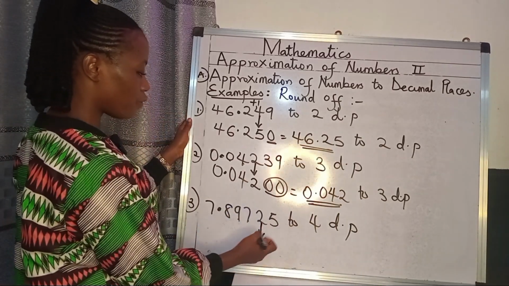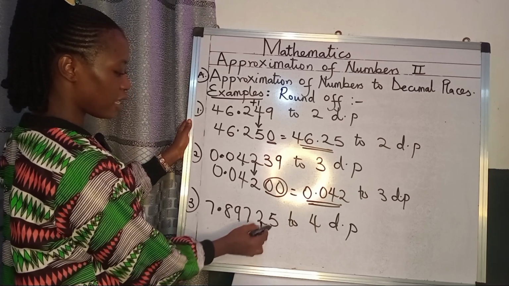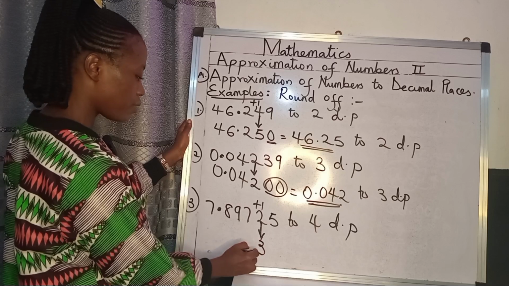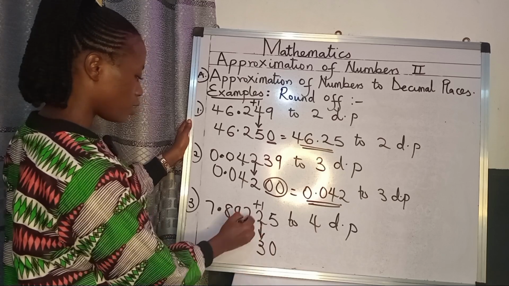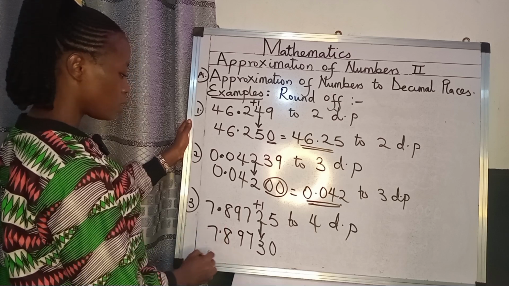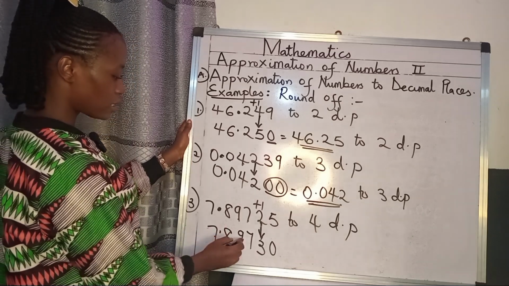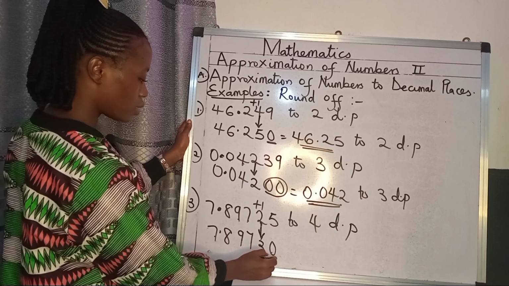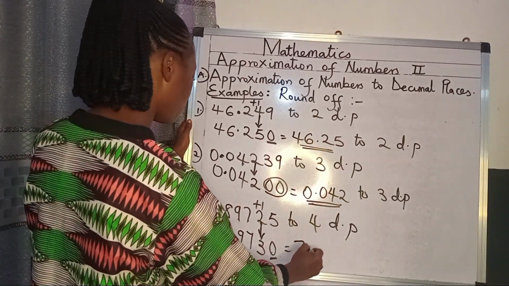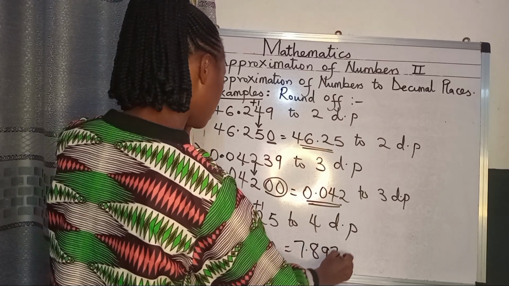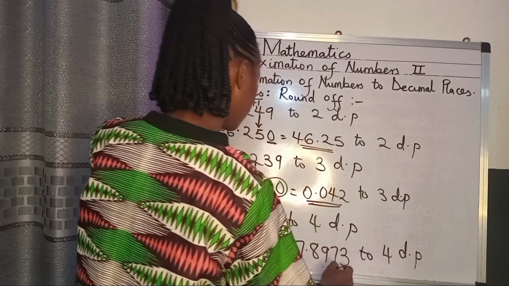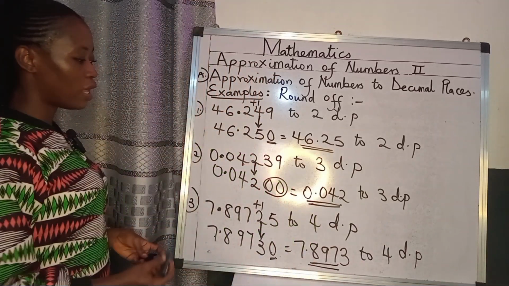Now I'm going to round off. The number that is my decider here is 5. So I'm rounding it up. 2 plus 1 will give me 3. And then this will be 0. And every other number here will be brought down. So my answer is 7.89730. Now, of course, this 0 is not relevant. So finally, we are going to have 7.8973 to 4 decimal places. So this is my final answer.